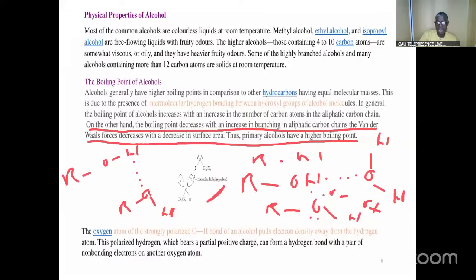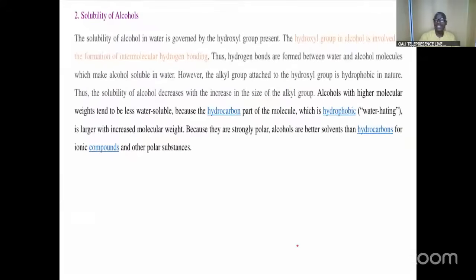Okay, and this can form the hydrogen bond with a pair of non-bonding electrons on another atom. Another thing that I mentioned under the physical properties of alcohol is solubility. The solubility of alcohols in water is governed by the hydroxy group present. So there is this interconnectivity between hydrogen bonding, boiling point, and solubility. All depend on this factor, which is hydrogen bonding.